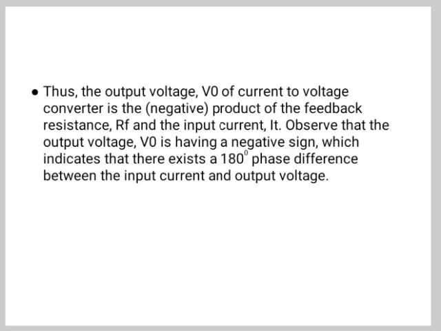Now it represents the ratio of output voltage V0 and the input current Ii, and it is equal to the negative feedback resistance Rf. This ratio of output voltage and input current is called transresistance. As the ratio of output and input of the circuit is called gain, the gain of the current to voltage converter is its transresistance, and it is equal to the negative of the feedback resistance Rf, that is, minus Rf.